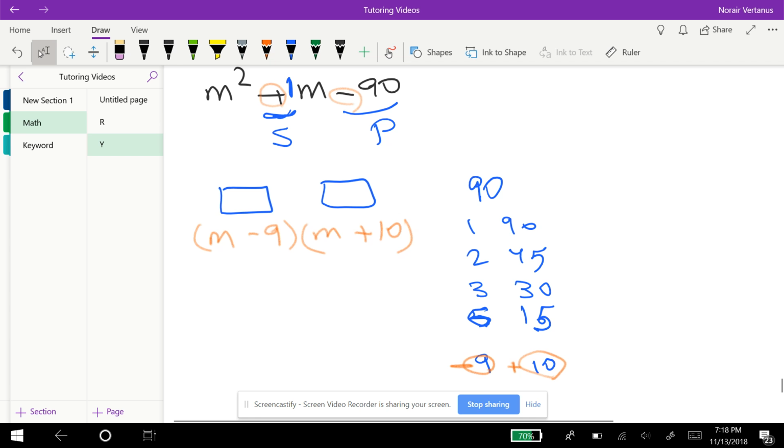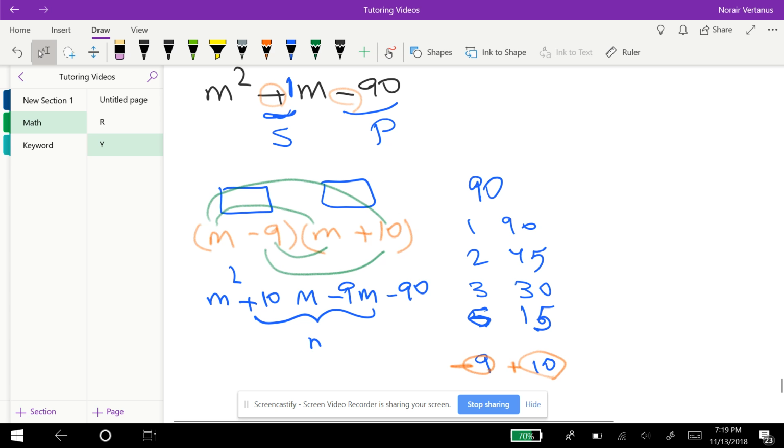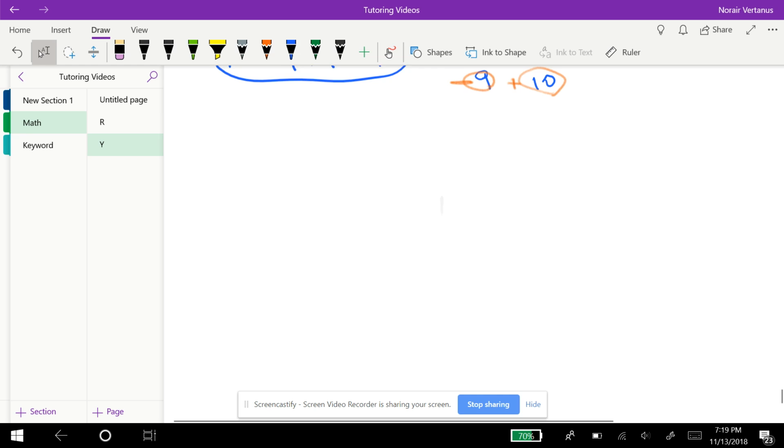If you FOIL this, let's test this. When you FOIL it, you do this times this, this times this, this times this, this times this. So you get what? m times m, m squared, m times 10, 10m, negative 9 times m, negative 9m, negative 9 times 10 is going to be negative 90. If you add these two, it's going to be m. So it's going to be m squared plus m minus 90. So we check the work. So that's correct, right?